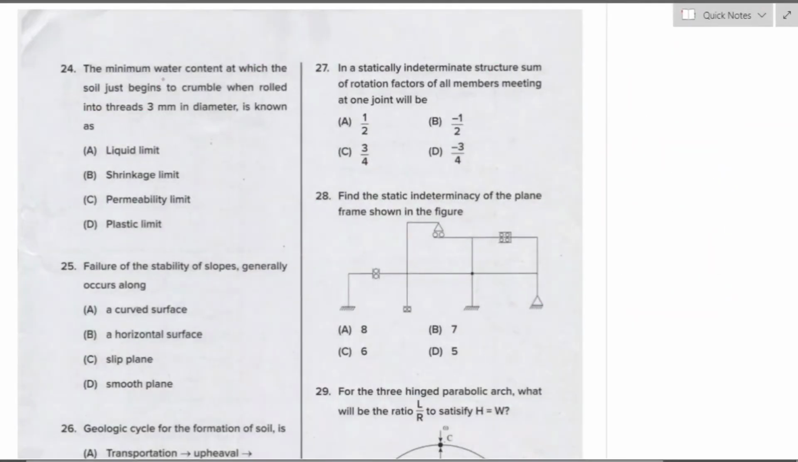Question number 24. The minimum water content at which the soil just begins to crumble when rolled into threads of 3 mm in diameter is known as plastic limit. Option D is the right answer. Question number 25. Failure of the stability of slopes generally occurs along a curved surface. Option A is the right answer.